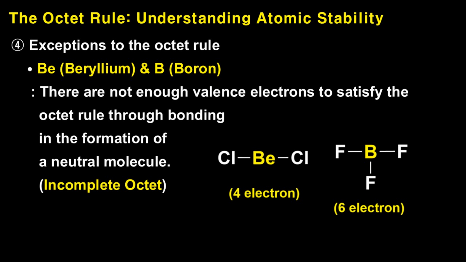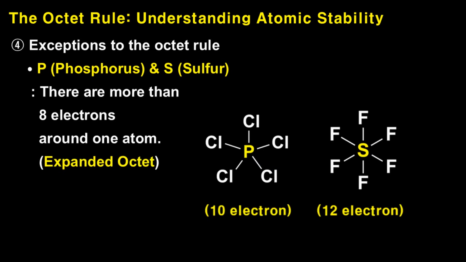Another classic example is boron. Boron has 3 valence electrons, and in a compound like boron trifluoride, BF3, it ends up with only 6 electrons in its outer shell. Even though that doesn't meet the octet rule, boron trifluoride is still a stable compound.